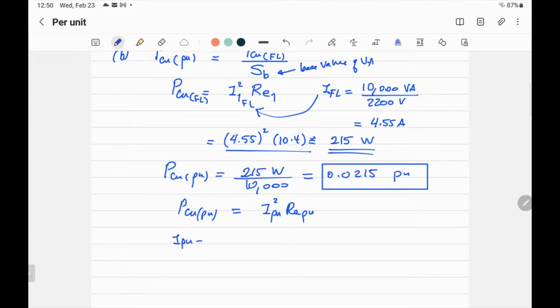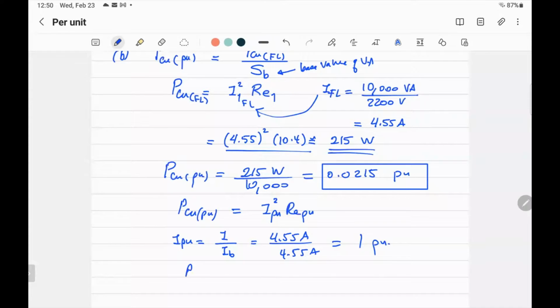What's the current per unit? It doesn't matter which side, but let's say side 1. You have the current actual divided by the current base. I'm using I base at full load. So the full load current is 4.55 amp, and the base current on this side is 4.55 amp, so I get 1 per unit. And that's the beautiful thing: the voltage should be 1 per unit and the current 1 per unit, because you are using the same base.